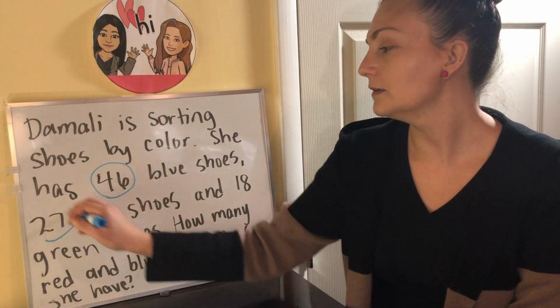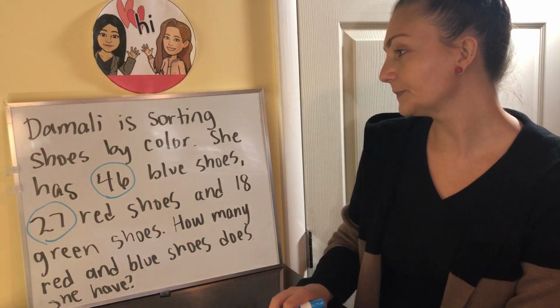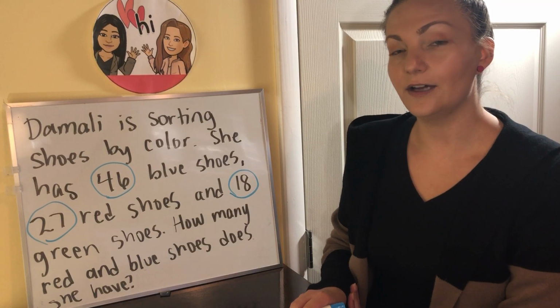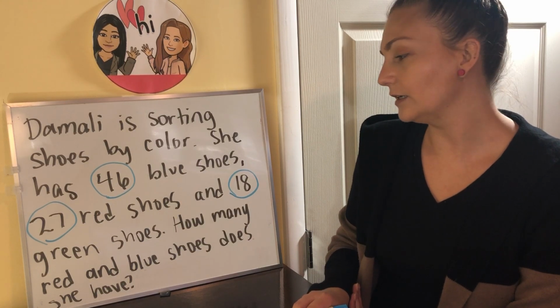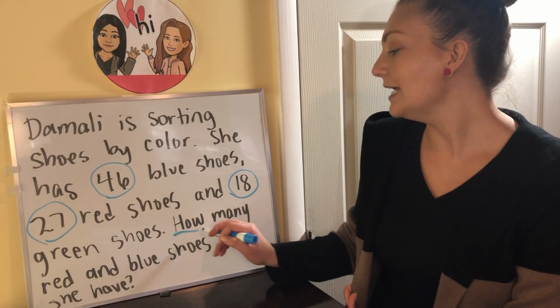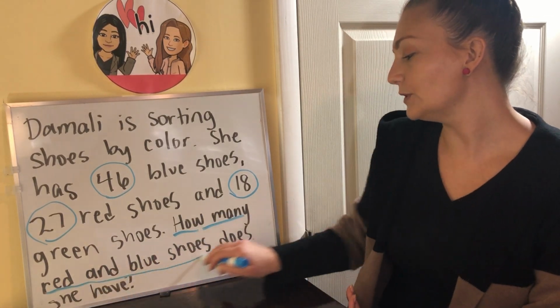46, 27, 18. U stands for underline the question. What's our question here? What word does it start with? How. How many red and blue shoes does she have?